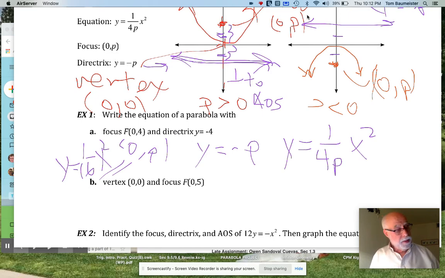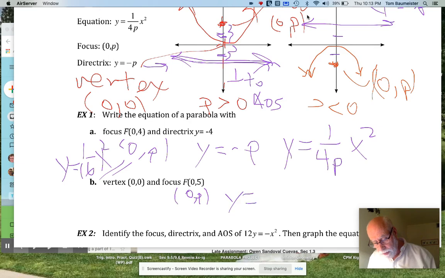All right, the second one. Now sometimes I'll give you the vertex, I'll give you the focus, I'll give you the directrix and the vertex. As long as we're at 0, 0, ladies and gentlemen, it's pretty straightforward. So on this one here, our vertex is at 0, 0. Our focus is at 0 and 5. So we know on that one there, our focus is at 0 and p. All right, so on that one there, our p is equal to 5.